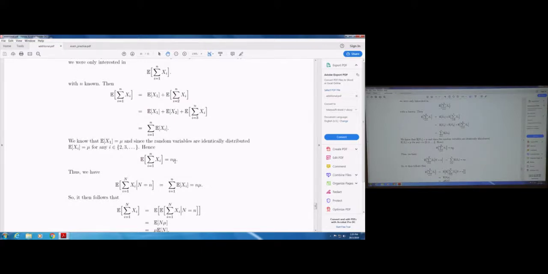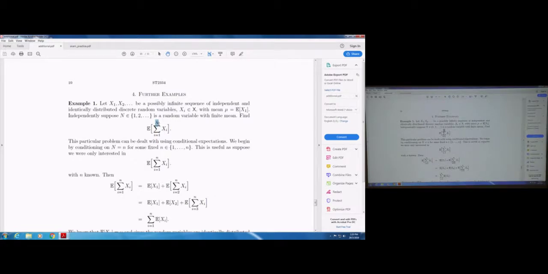Now, what we want to do is compute the expectation of the sum of the xi's, but capital N, oh sorry, yes? It means that basically x1, x2, x3, and so on, they all have the same probability density function, or CDF if you like. Yeah, they're random quantities which are independent of each other and have the same distribution, yes.